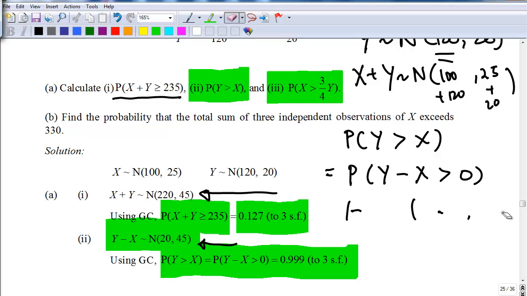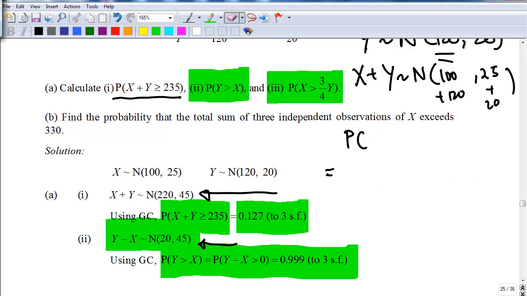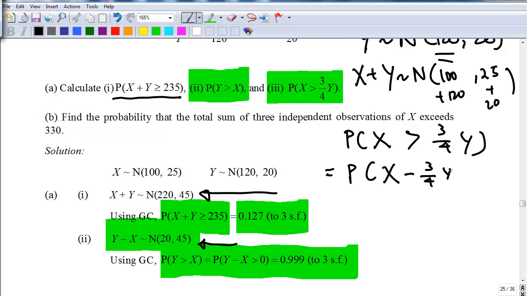Let me erase all this. Now the method is the same as in part B. Now I want to find probability X bigger than 3/4 Y. Now I always want to keep my constant on the right side and all the variables to the left. So what I'll do is I'll rewrite this and say that this is X minus 3 over 4 Y bigger than 0.